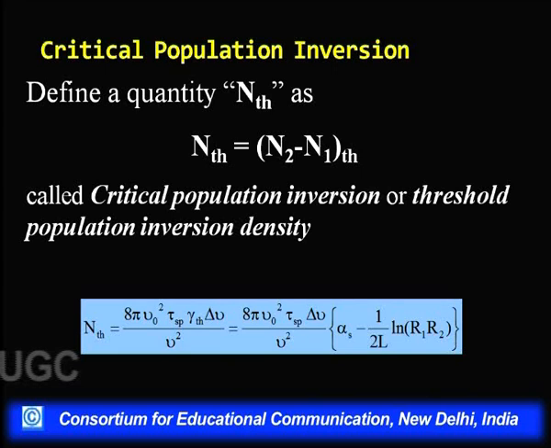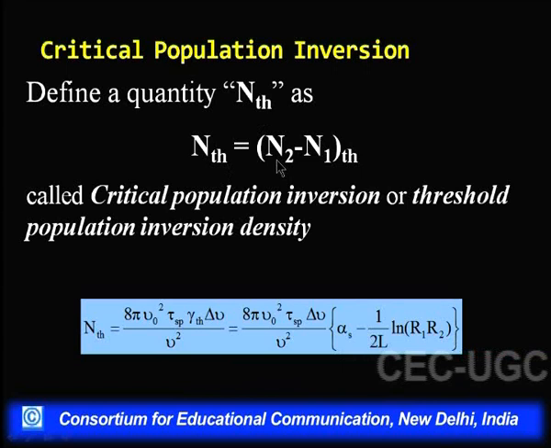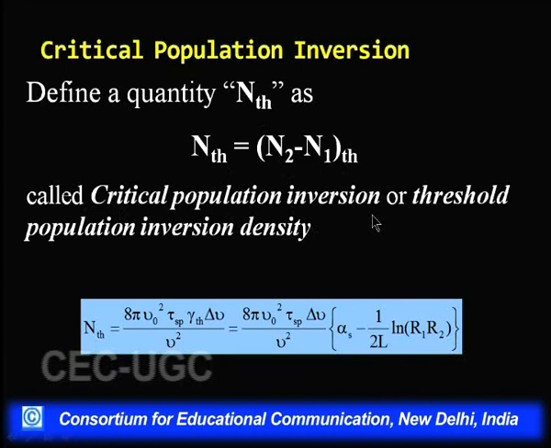Population inversion depends upon the number of atoms in the excited state. Now, N_th is equal to N2 minus N1, the difference between the populations of two states. N2 is the population of the upper state and N1 is the population of the lower state. N_th, the critical population inversion, is defined as N2 minus N1, the population of the upper state relative to the lower state. It is also called the threshold population inversion density.